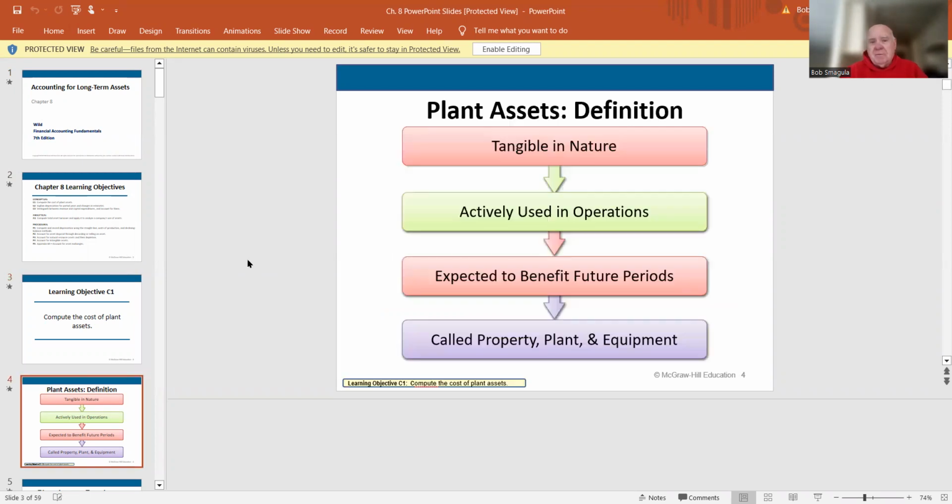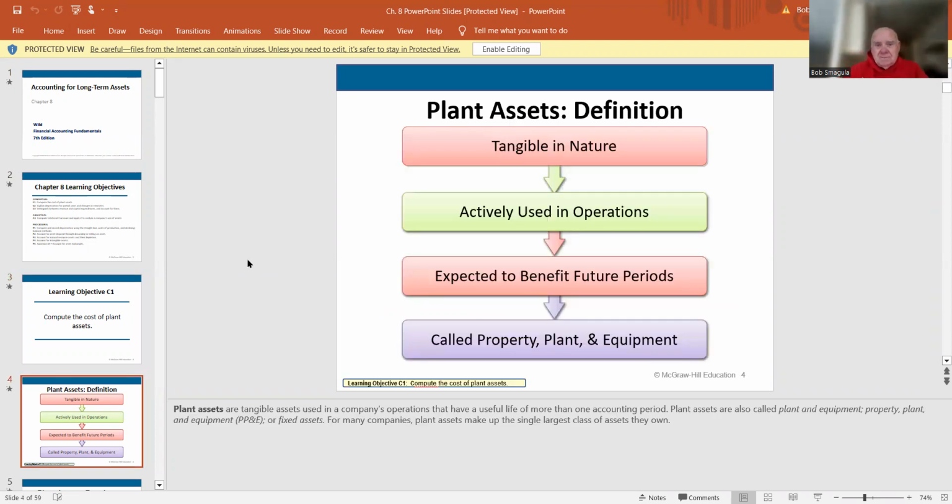Compute the cost of a plant asset. Okay, a plant asset is tangible. It means you have to be able to touch it. It's there, it's physical, and it's used in the operation, and it's expected to provide future benefits, and typically called property, plant, and equipment. Okay, property, plant, and equipment, PPE.